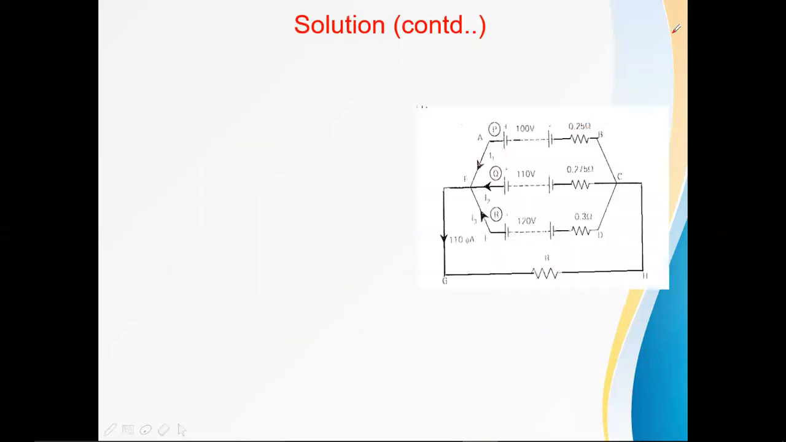In this diagram, let me indicate the nodes clearly. A, B, this is C, this is D, this is E, this is F, this is G, this is H.